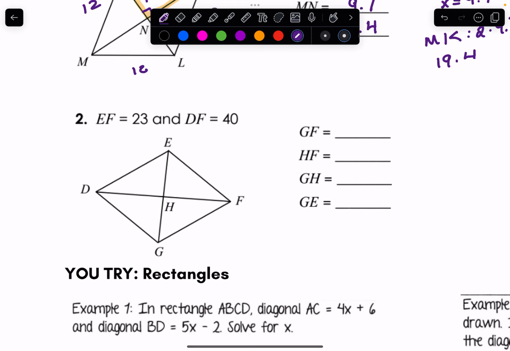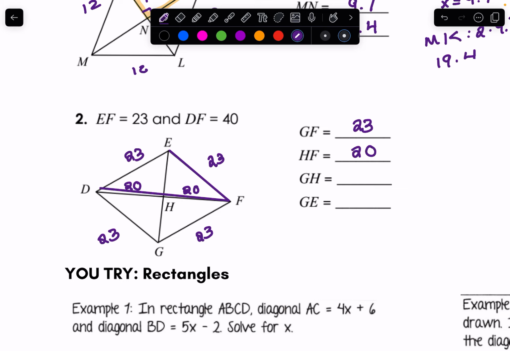So now let's look again. EF is one of our sides, so that's 23. All of your sides have to be equal to 23. So GF is equal to 23 because it's a side. We're also given that DF is 40, so each of these little pieces is 20 because they get cut in half. So HF is equal to 20. We want to know what GH and GE are. GH is right here.